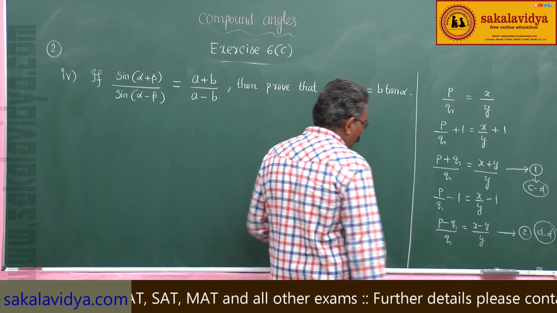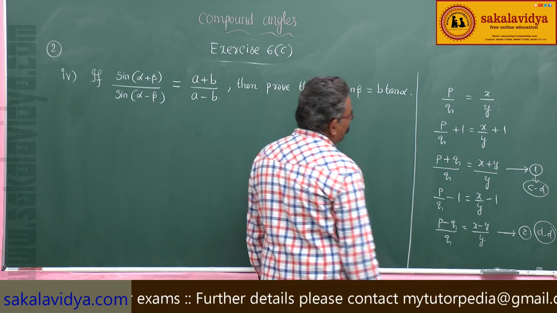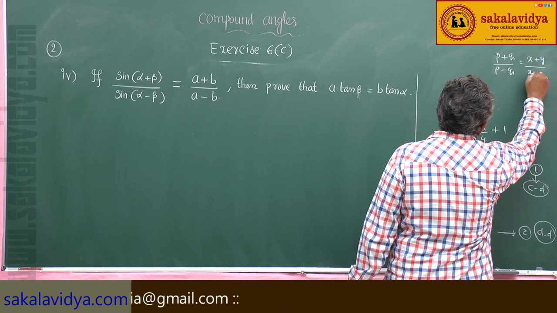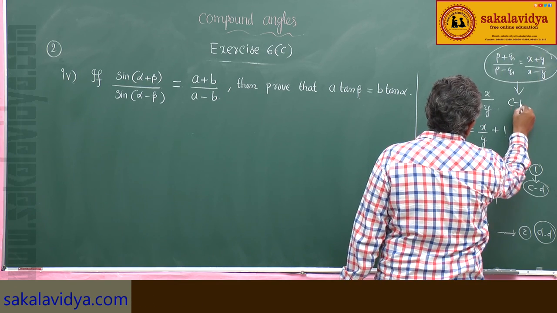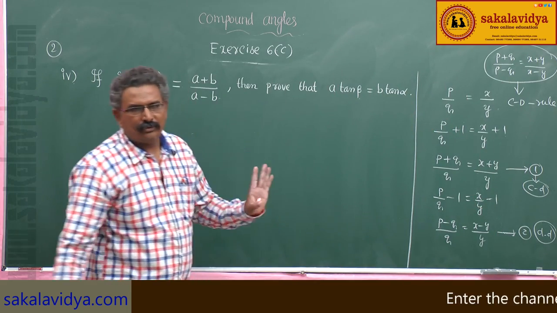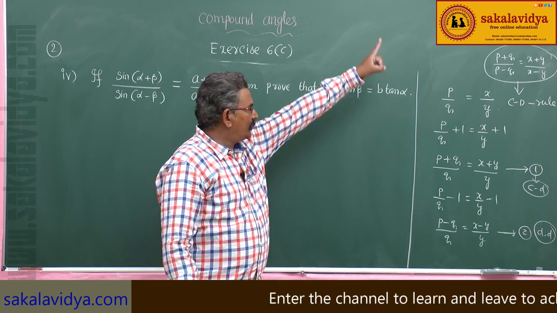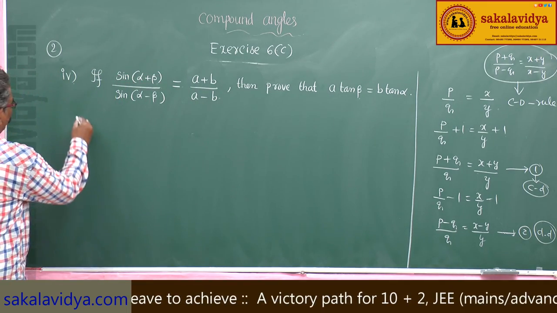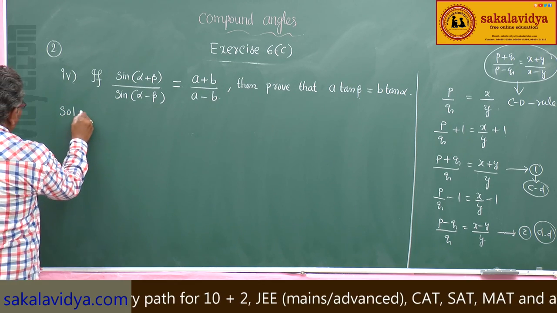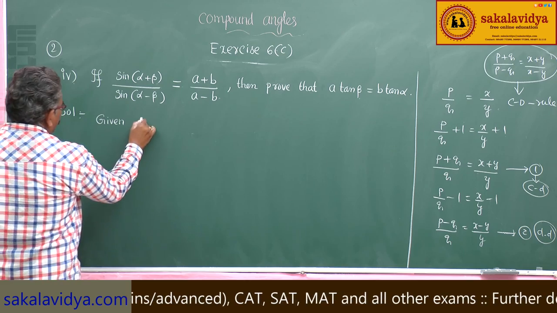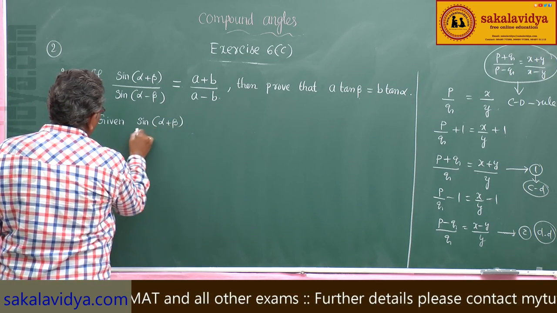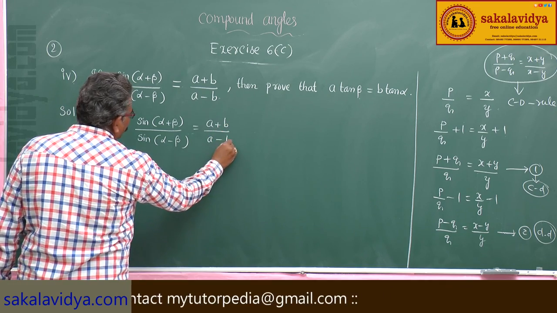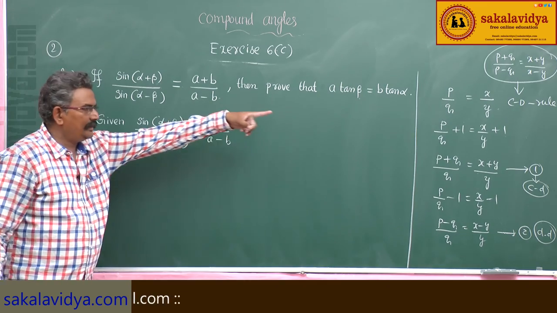Divide 1 by 2. If you divide 1 by 2, what becomes? Here Q, Q cancel, Y, Y cancel. We get P plus Q by P minus Q is equal to X plus Y by X minus Y. This is called, hereafter, the CD rule, componendo dividendo rule. Have you understood? So, using this we have to apply on this problem. Now let us come to our problem. Given sin of alpha plus beta by sin of alpha minus beta equals A plus B by A minus B. Say this is P by Q, this is X by Y.